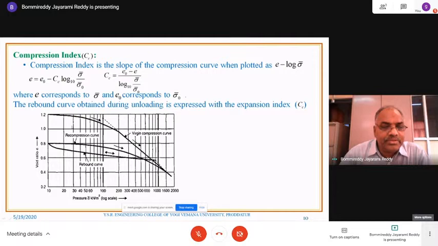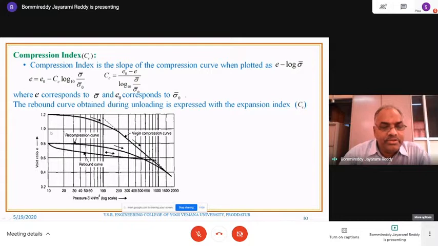So originally at 1.2, when the load is applied, it is going to reduce the void ratio and reaches a certain level. And if you remove the load, it is going to take the shape like this. That is called the rebound curve, the removal of the load. And again it reaches some 0.8. Need not be 0.8, any point.